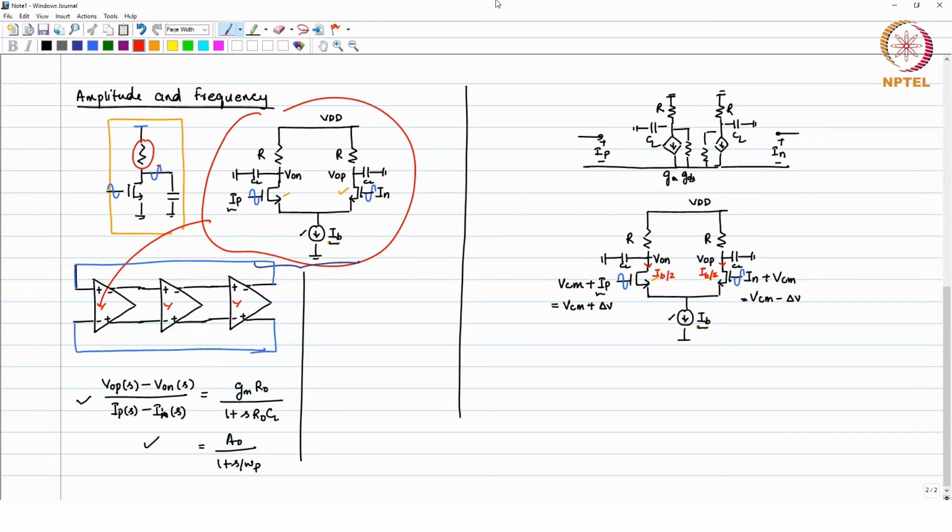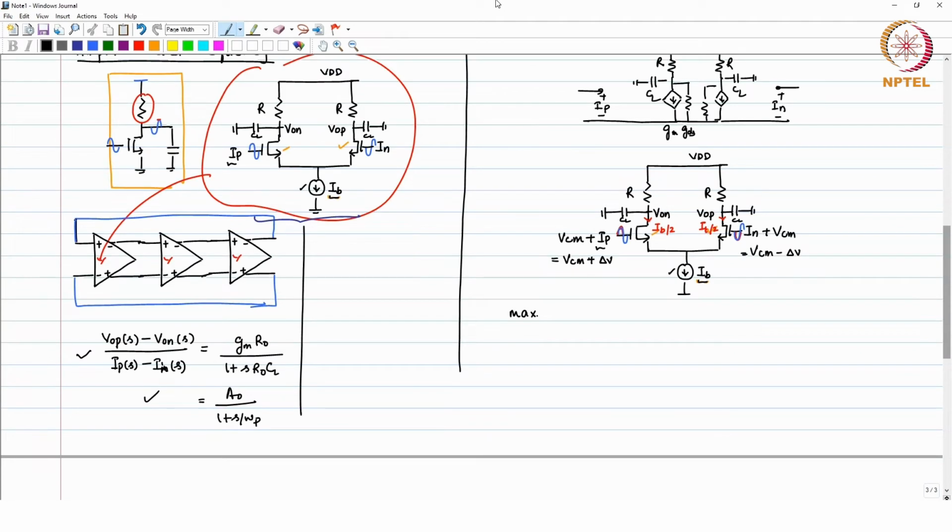Okay. And then when you have a positive swing here, the current in the left branch is more than the current in the right branch, and at one particular time, when the swing is maximum here and minimum there, all the current will get shifted to the left branch. So, when the current in the left branch is maximum, then you will have the value at VON as minimum and VOP as maximum.